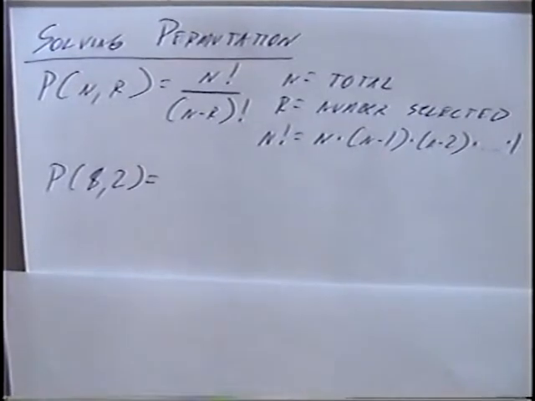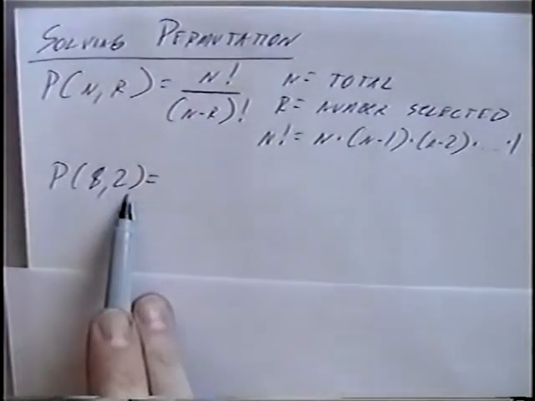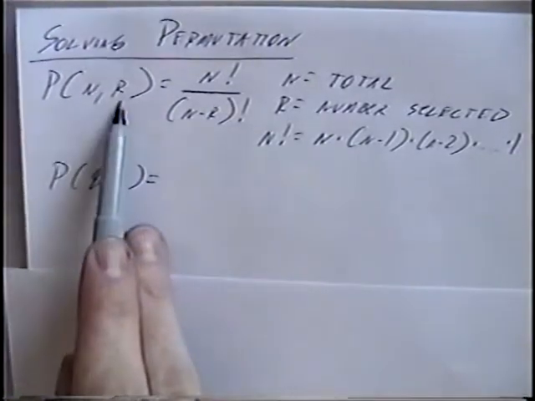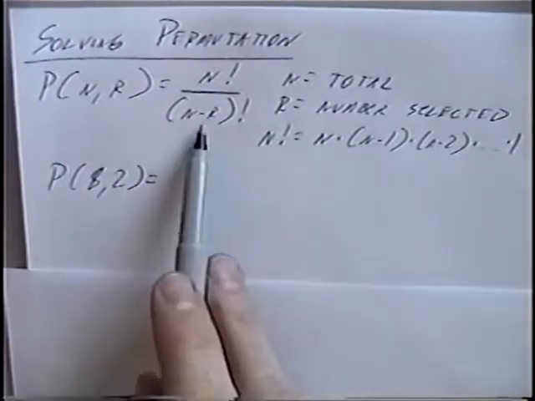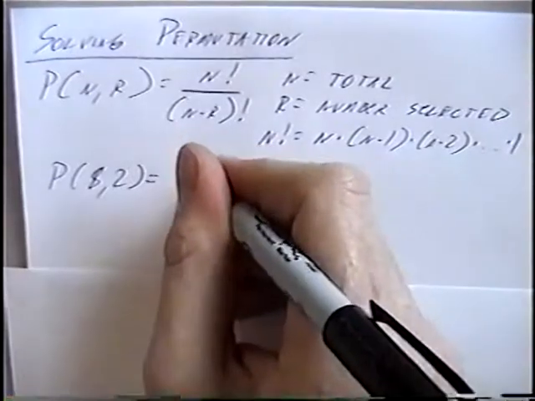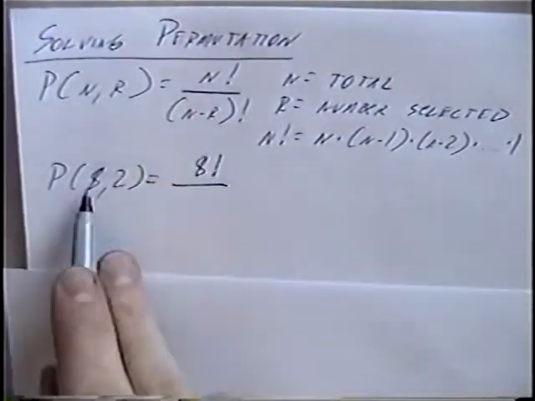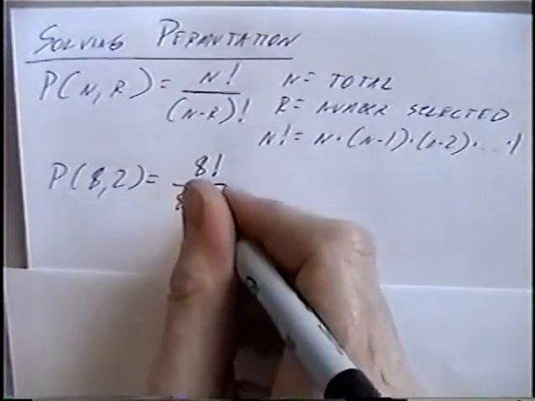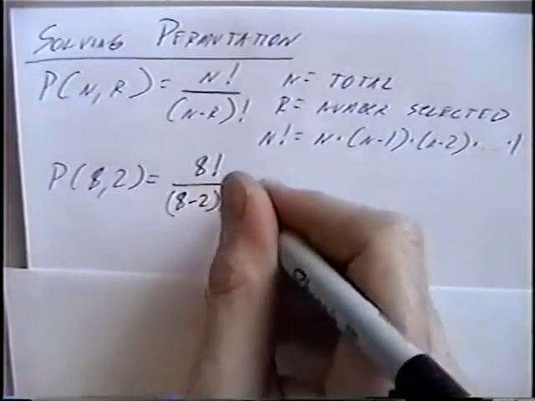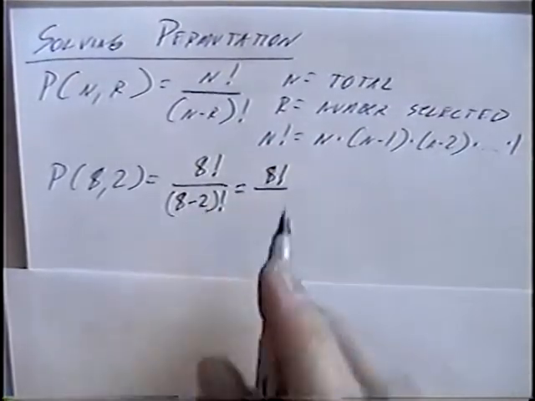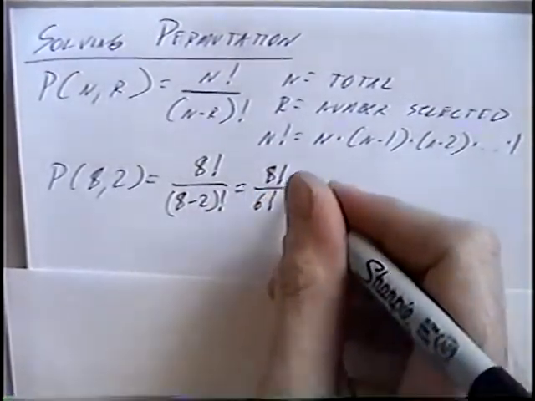Our first problem for this section is permutation 8, 2. Again, 8 would be equal to n and 2 would be equal to r. Plugging them into the equation, we would have 8 factorial divided by n minus r, which is 8 minus 2 factorial. 8 factorial would stay the same. 8 minus 2 would be 6 factorial.